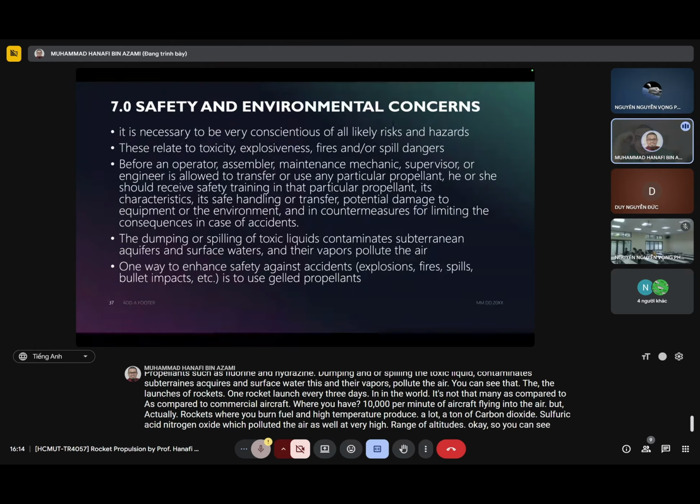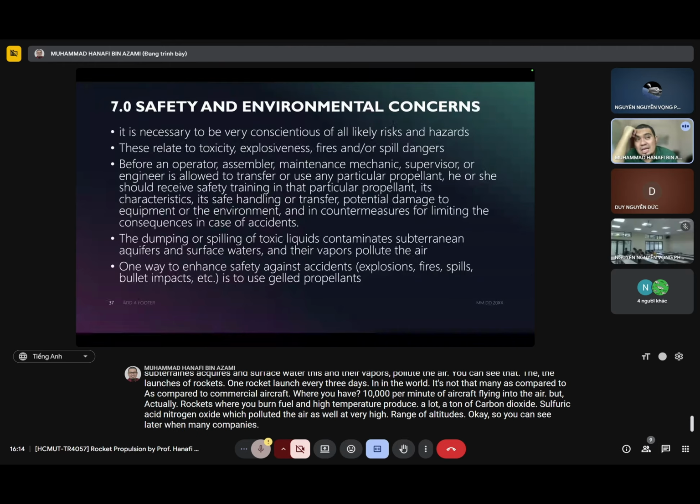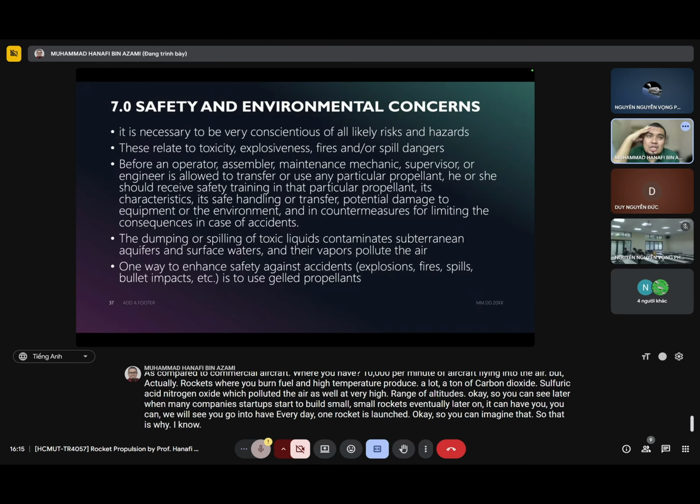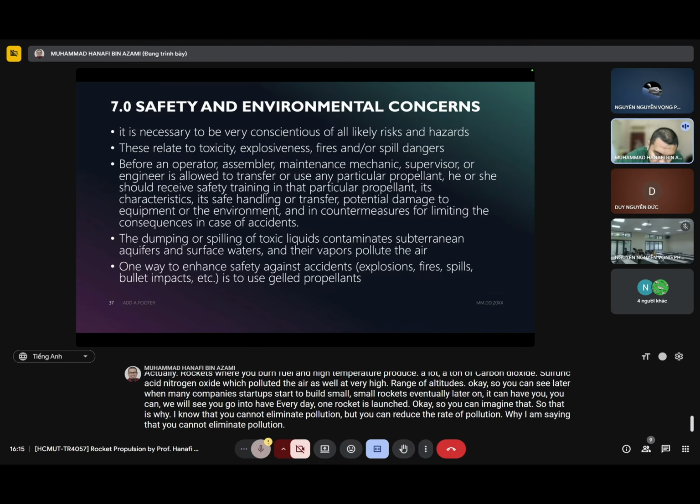Okay, so you can see later when many companies and startups start to build small rockets, eventually you are going to have one rocket launched every day. So you can imagine that. That is why I know that you cannot eliminate pollution, but you can reduce the rate of pollution. Why am I saying that you cannot eliminate pollution? Because, refer back to your thermodynamics law.